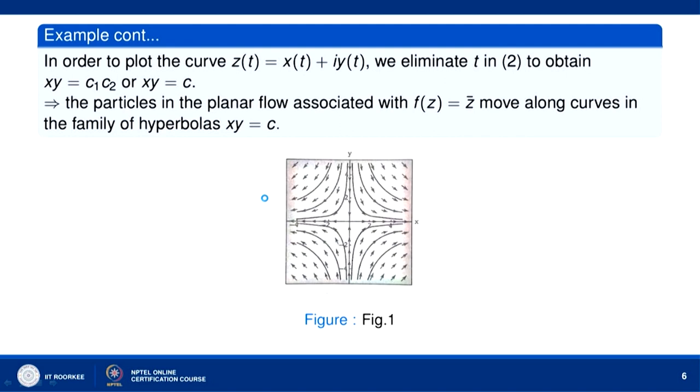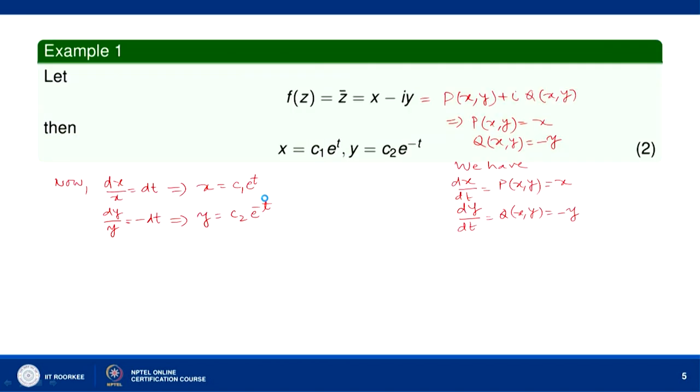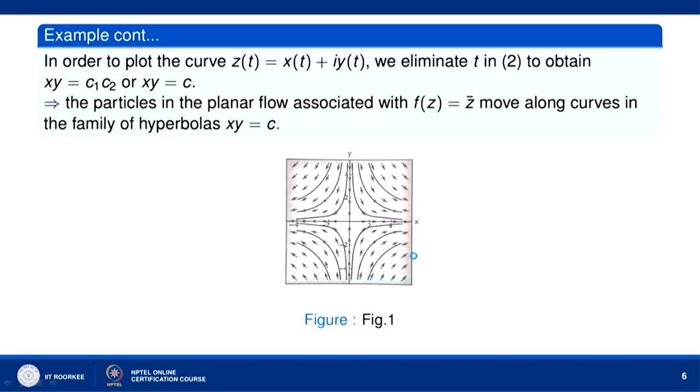Now, in order to plot the curve z(t) equal to x(t) plus i y(t), we eliminate t in equation 2. You can see here we have x equal to c1 e to the power t, y equal to c2 e to the power minus t. So, when you multiply x and y, xy equals c1 c2. C1 c2 we can write as a new constant c. So, eliminating t, we get xy equal to c, and therefore, xy equal to c for different values of c gives us rectangular hyperbolas.